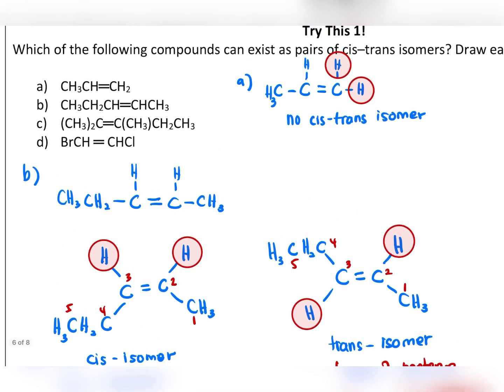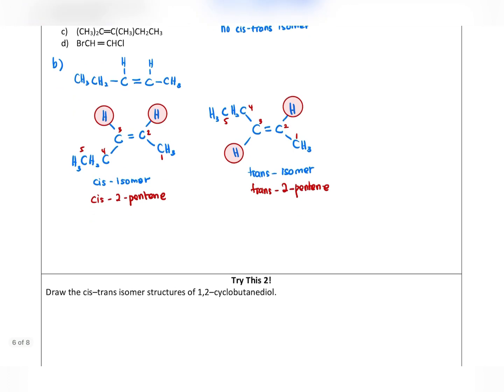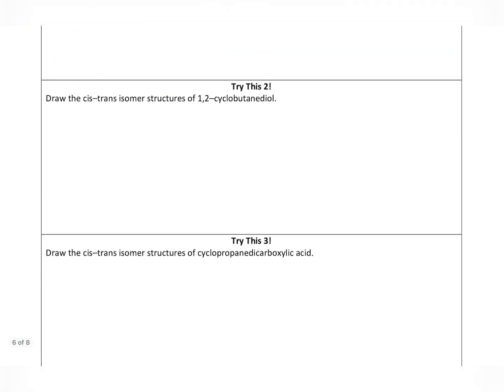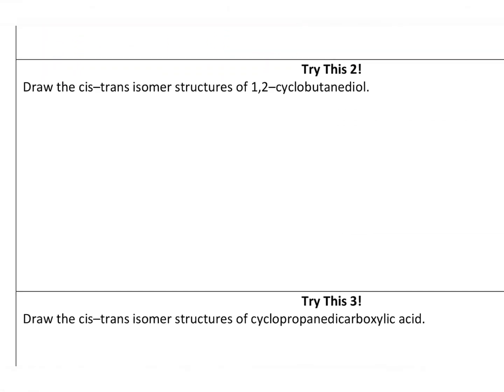Okay, alright, so A and B done. So next your task is to do C and D. Try to identify whether there is cis-trans. If there is, then you need to draw. Okay, next. Try these two. Okay, so try these two, I will show you.